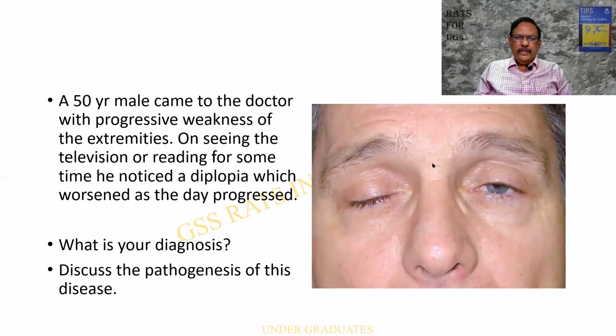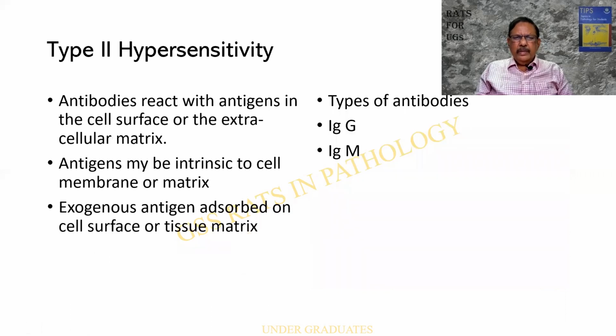So, this is over here. There is a drooping of the eyelid and there is a compensatory attempt to lift the other eyelid. In fact, both are equally weak. So, the diagnosis is good. It is Myasthenia Gravis. But the class is about type 2 hypersensitivity. Let us see how complete our class can be.